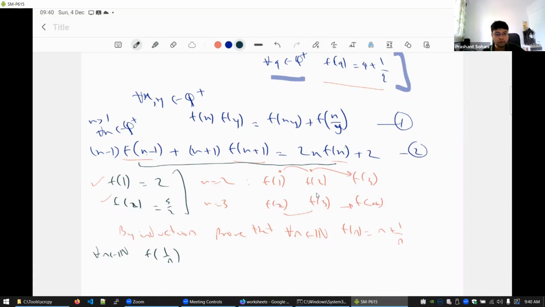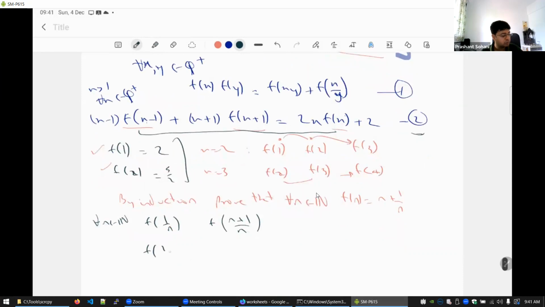So to get that sort of induction chain started, right, we need two values, not one. And not only that, the jump that equation 2 gives us is of size 1. So f of 1 by n and f of n plus 1 by n can be related like that. But f of 1 by n and f of 2 by n cannot be related in this way, correct? Yes, sir.